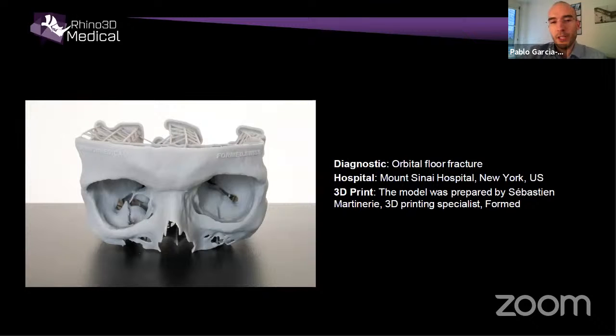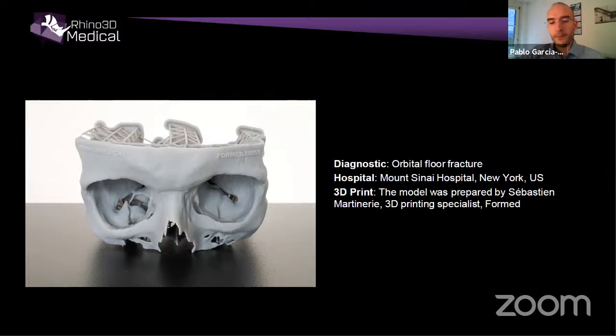This is another project that we had in Mount Sinai Hospital in New York. Here we had a small collaboration where we had a CT scan of a patient that had a fracture in the orbital floor, and this is very tricky to segment. We had to create a bespoke module only to segment the fracture of the eye, because this cavity is very, very thin. Here at left, you can see the cavity of the fracture. In this case, the model was prepared by Sebastian Martinelli, who is around here in Lausanne, in Switzerland, where we are based.